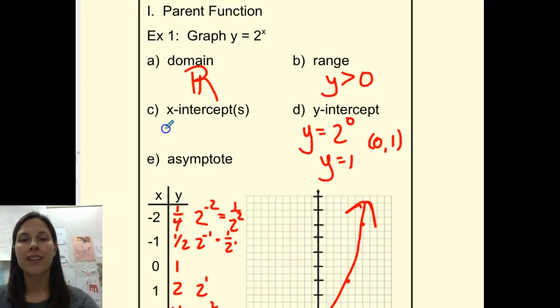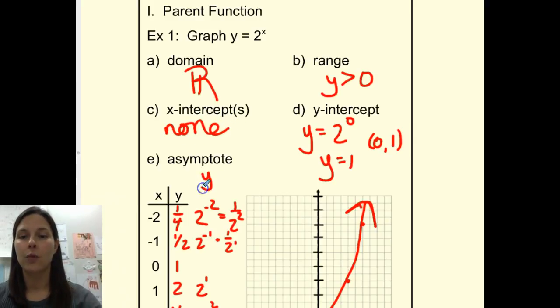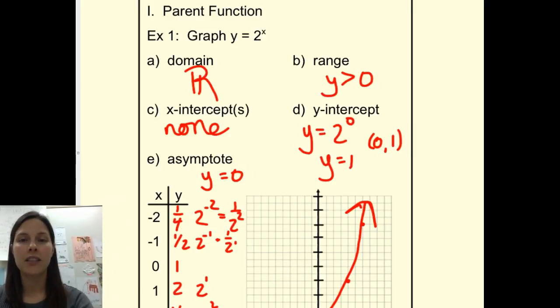In order to have an x-intercept, y has to equal 0. In this case, y never will equal 0, so we have no x-intercepts. Our asymptote is the line y equals 0. All 5 of these parts are consistent with any parent function, meaning as the base changes, the domain, range, x-intercepts, y-intercept, and asymptote will not change. The graph, again, will look slightly different, but it'll have that same basic shape.